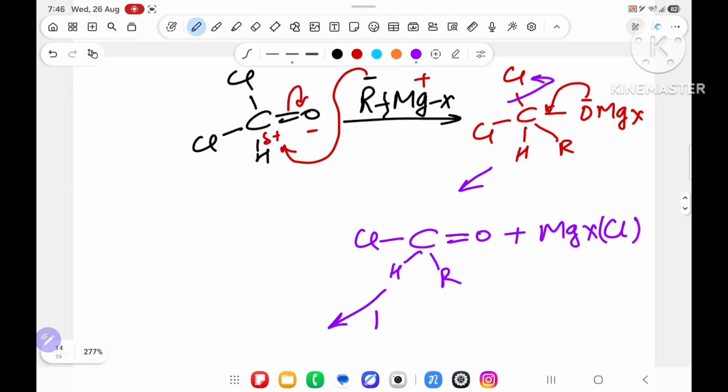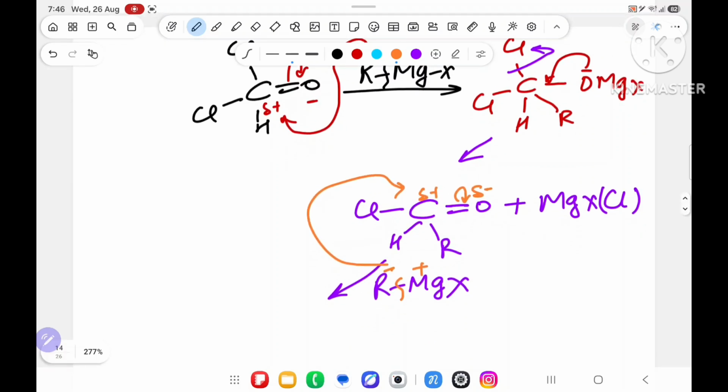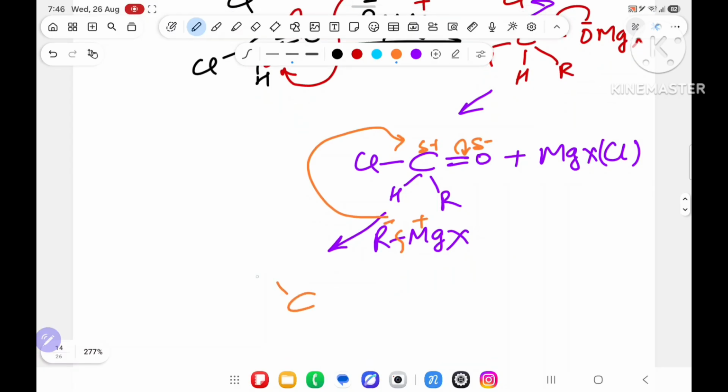Again you will use Grignard reagent RMgX. Again Grignard reagent will see it will break as minus plus, it will break as plus minus. R minus will attack over here, it will break like this. So what will you get? C, Cl is there, H is there, R is there. One more R is coming. Then OMgX. Again oxygen wants to come back.